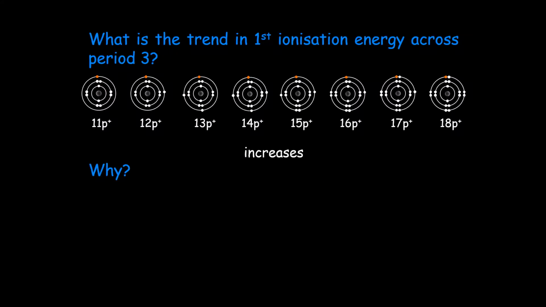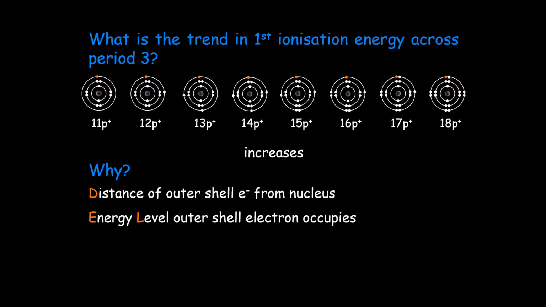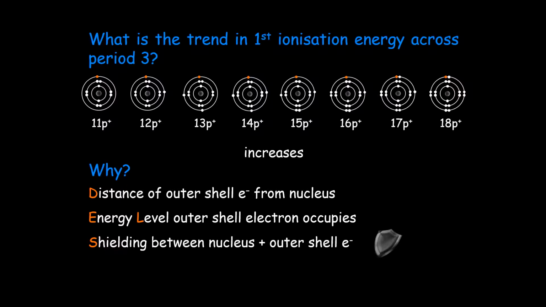It increases. Now we're going to talk about the distance of the outer shell electron from the nucleus. We're going to talk about the energy level that the outer shell electron occupies. We're going to talk about the shielding between the nucleus and the outer shell electron. And we're going to talk about the nuclear charge. Now let's go back to shielding and make sure that we understand what shielding is.